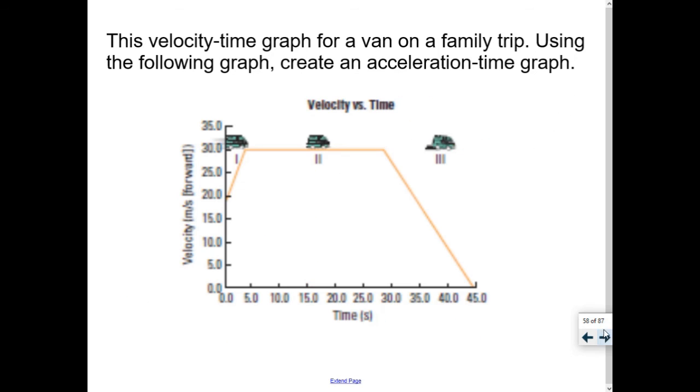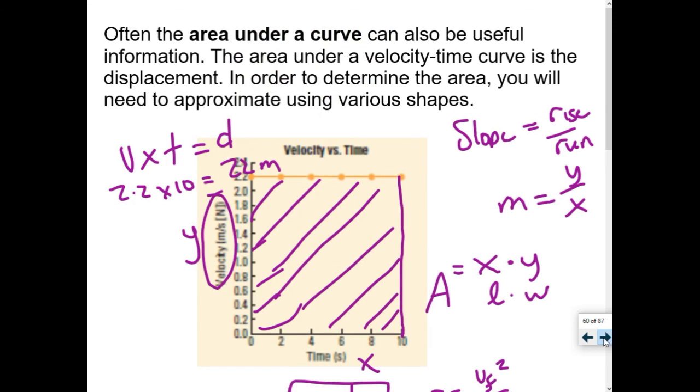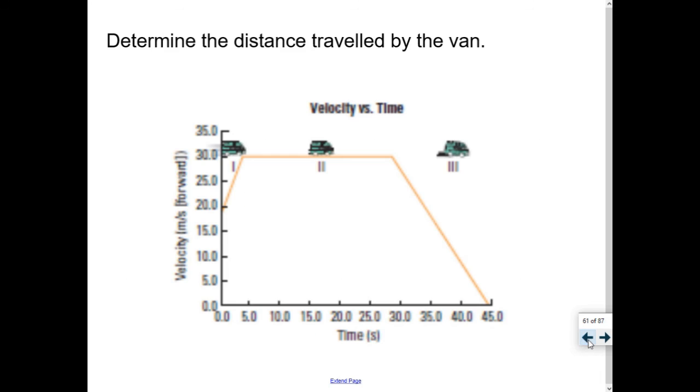One last example, then we're calling it quits. This should be our last example here. So this is the van that we're talking about, and it's the velocity time graph. If it's the velocity divided by time, you get acceleration. Okay, that's fine.